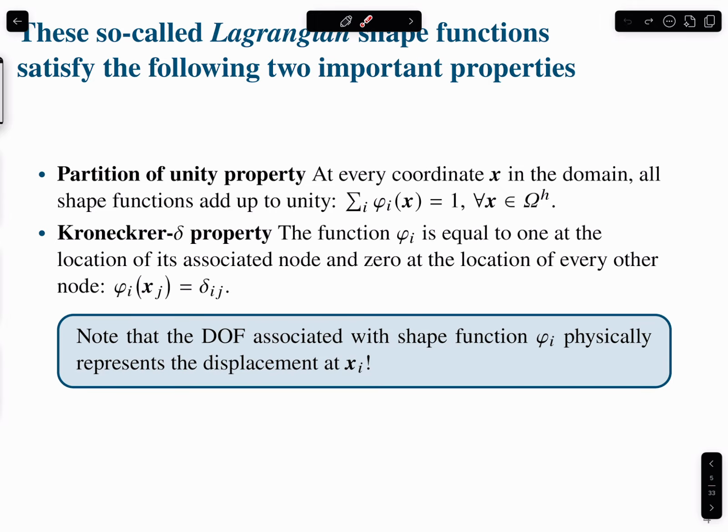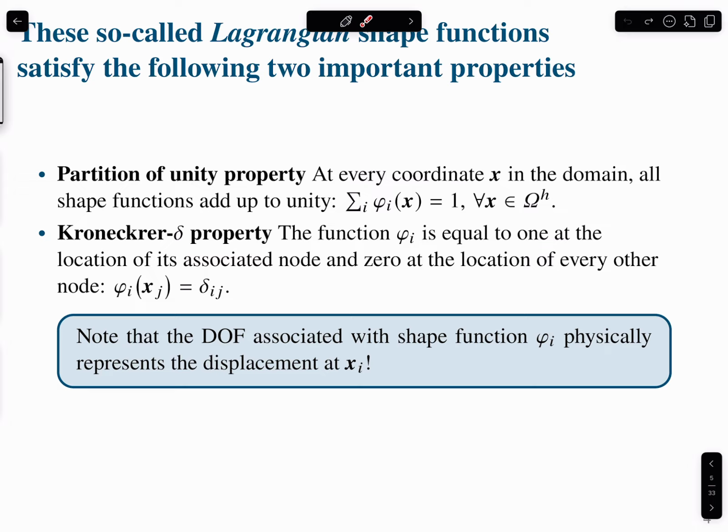Also, they have the so-called Kronecker delta property. That basically means that if you take one shape function and evaluate that function at the corresponding node, it is equal to 1. If you evaluate that function at every other node, it is equal to 0. And you can express that function like this: phi_i at x_j is the Kronecker delta. That's why it's called the Kronecker delta property.